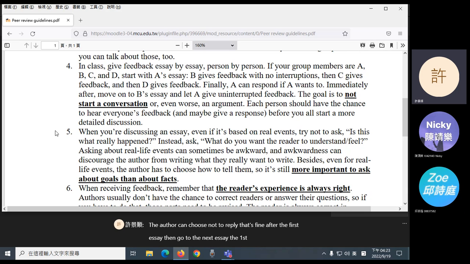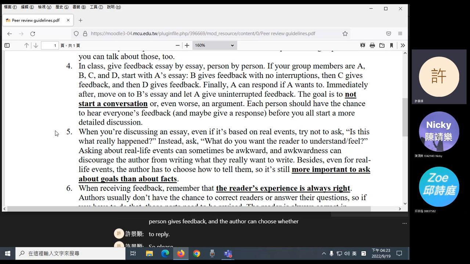After the first essay, then go to the next essay. The first person gives feedback. The second person gives feedback. The third person gives feedback. And the author can choose whether to reply. So please follow an order.